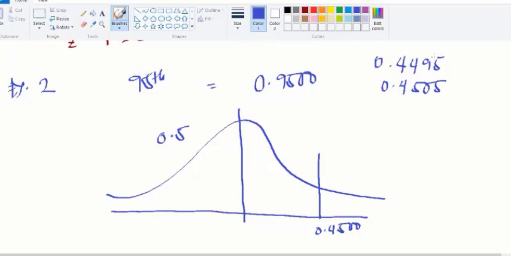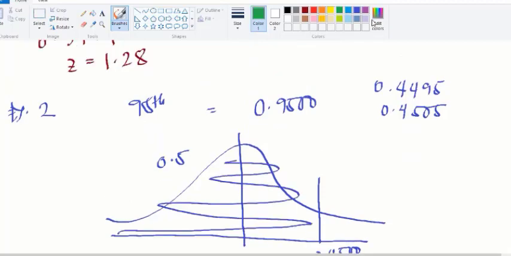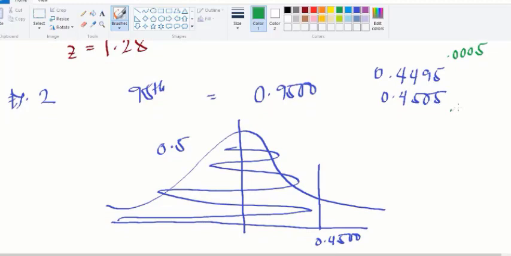So, doon tayo nagkaroon ng konting dilemma. Ito siya, 0.0005 ang kanyang difference with 0.4500. Tapos itong isa, pareho, no? Ganon din yung difference. So, sino yung kukunin natin? Or alin dyan yung kukunin natin? So, what we're going to do is get the z-value for this area. So, this is for 1.64 and this one is for 1.65. And then, kunin lang natin yung average nilang dalawa.